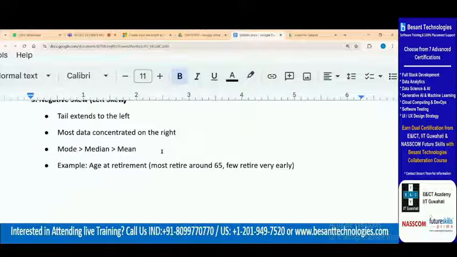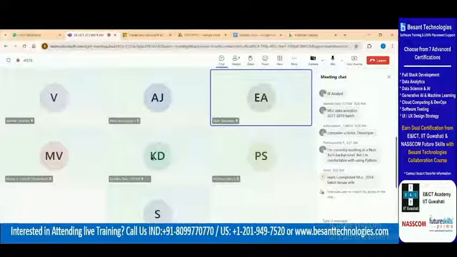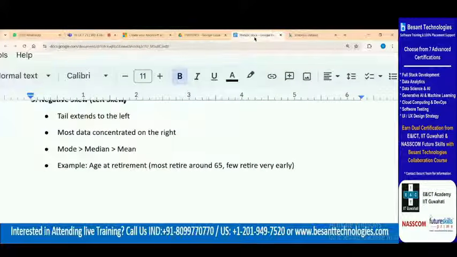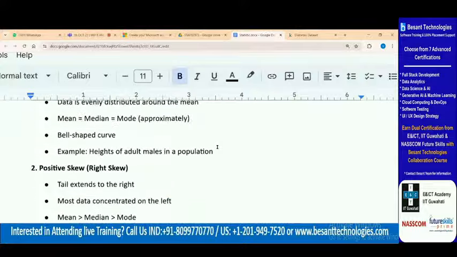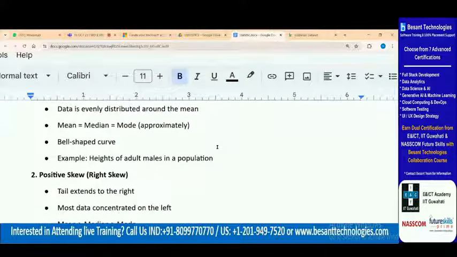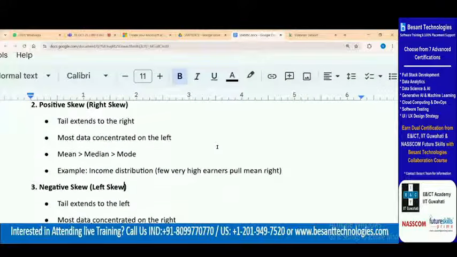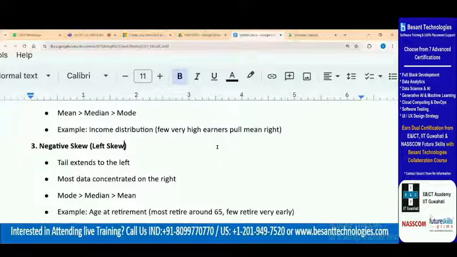Negative skew. Negative skew means... Ma'am, one question. In negative skew, the tail end is towards the left-hand side, right? So, for example, the example you gave, age at retirement 65. How does that come out negative? It's like someone got retired early, maybe. So why is it called negative? Is there any reason for that?